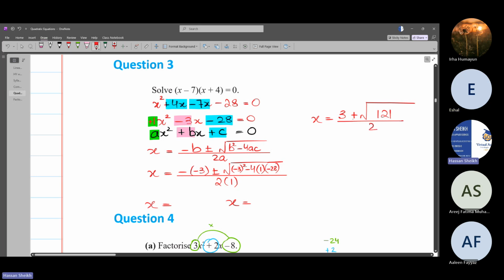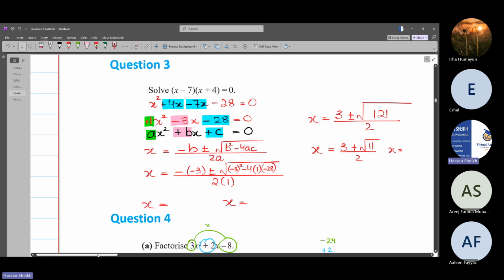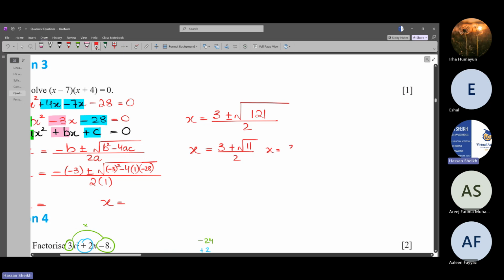And what is under root 121? Is that 11? Yes. So this will be simplified to, there will be two answers, 3 plus under root 11 over 2. And the next solution would be 3 minus. Do you understand why we have minus here? Because it's plus minus. So we separated them. Agree?